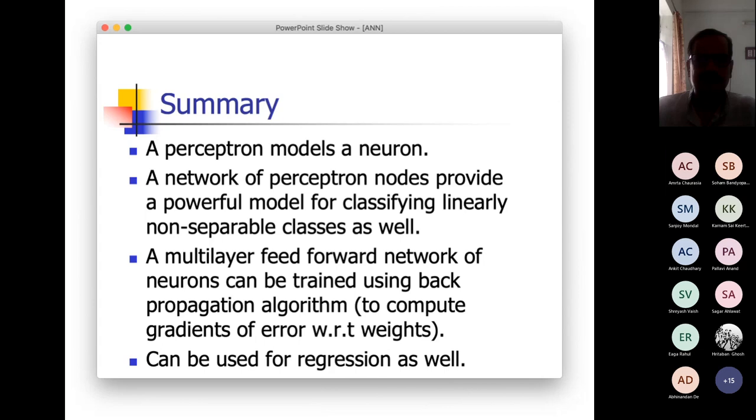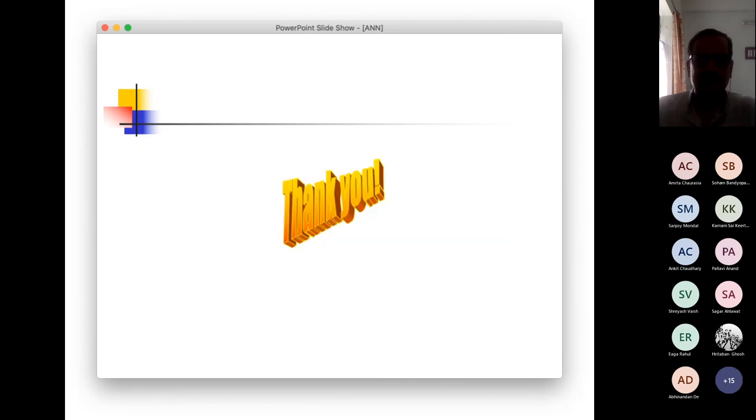So there are various ways you can interpret the outputs, and various kinds of tasks that you can perform with these models. So with this, let me stop here today. And if you have any questions, let me know.